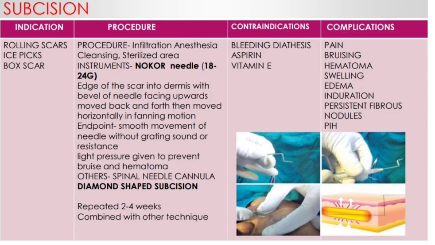In this method, the needle is inserted from the edge of the scar into the dermis. The bevel of the edge should face upward, and the needle is then moved backward and forward, and then moved horizontally in a fanning motion to break the fibrous strands. The endpoint of the procedure is smooth movement of the needle without creating sound or resistance. After the procedure, light pressure is applied to prevent bruising and hematoma.